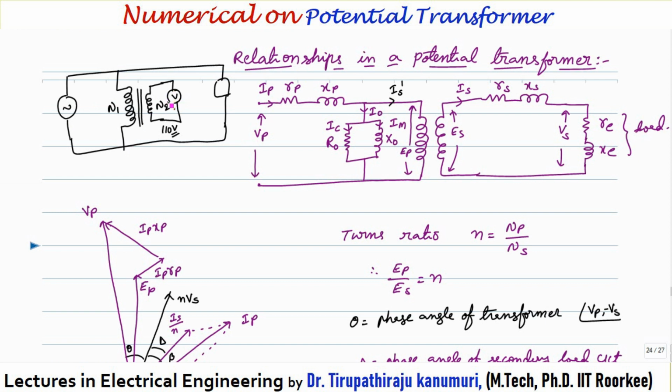So that's why, when compared to the power transformer, in this case the secondary burden or the load is very less in the case of potential transformer when compared to the power transformer. Obviously that's why the size will be very small. So the equivalent circuit will be similar to the power transformer.